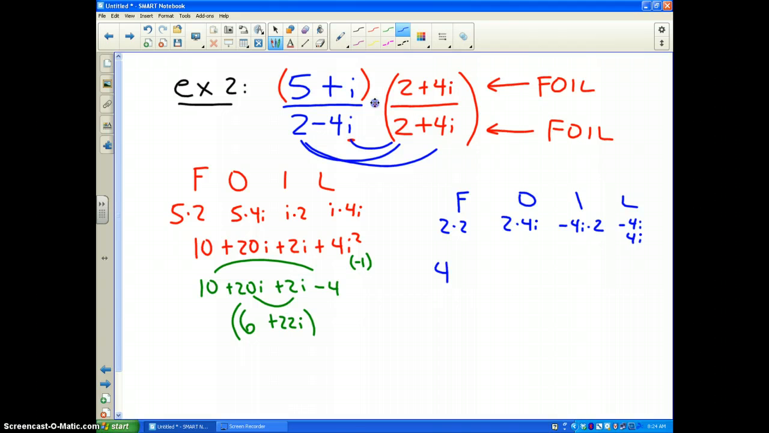Well, this F becomes 4. The O becomes plus 8i. The inside becomes negative 8i. And the last terms become negative 16i squared.